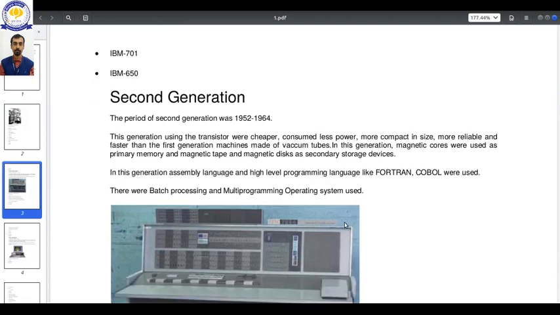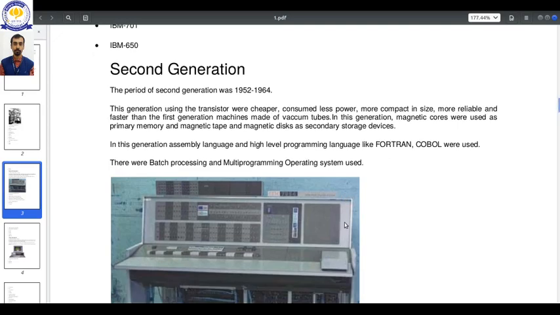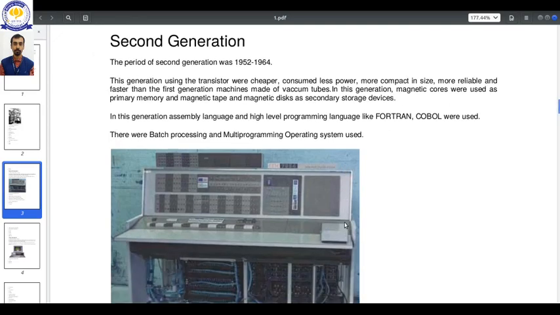Second generation. The period of the second generation was from 1952 to 1964. In this generation, computers using transistors were cheaper, consumed less power, were more compact in size, more reliable, and faster than the first generation machines made of vacuum tubes.